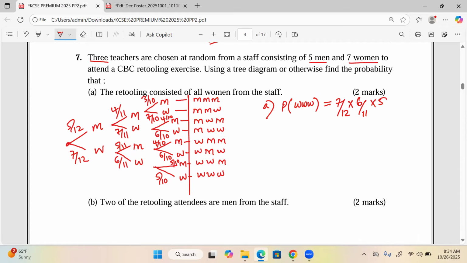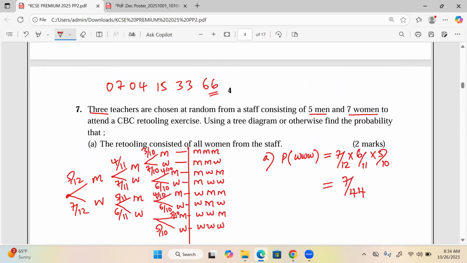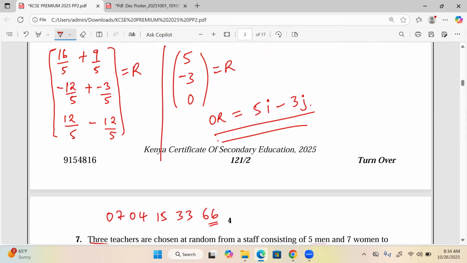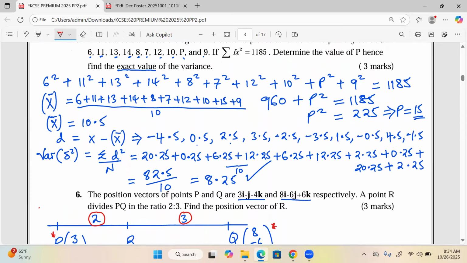6/11, 5/10. So now we can compute these. 7 times 6 times 5 out of 12 times 11 times 10. Now this will give us 7 out of 44. That is the probability. Remember, probability can be expressed as a fraction, as a decimal, or as a percentage. Just before I forget, there's something I was saying here. We were to find the exact variance.